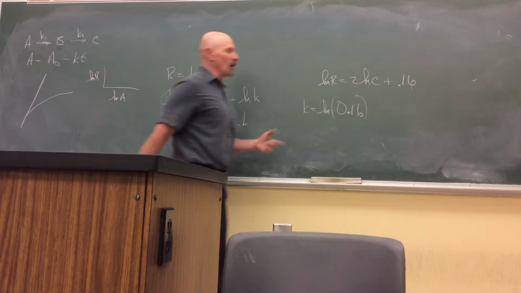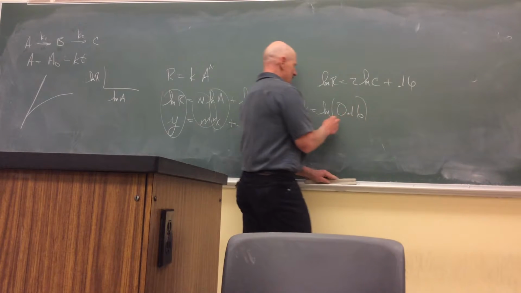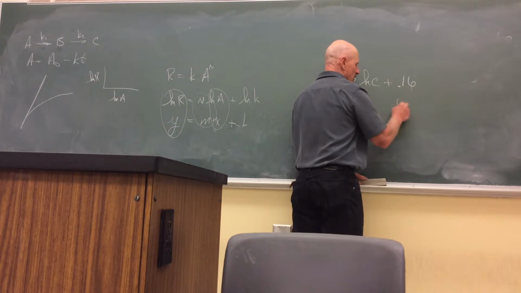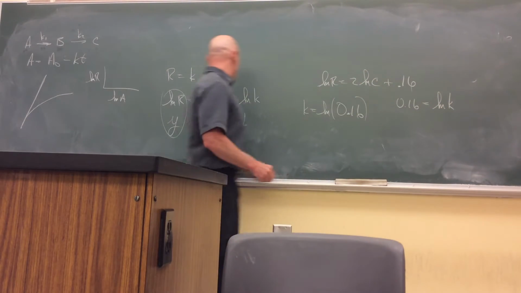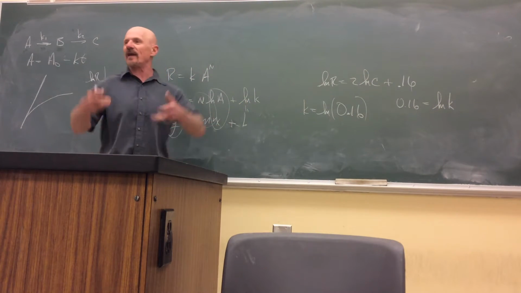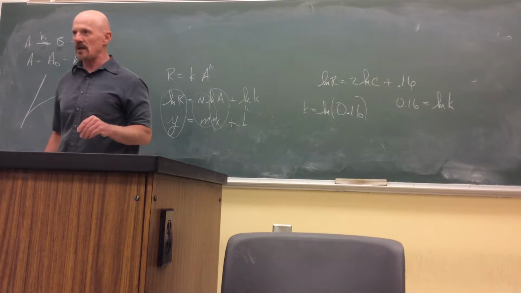All right. So, no, in this instance, 0.16 is the log of k. That's the association here. So to find the k, you have to untie that logarithm, do e to that power.